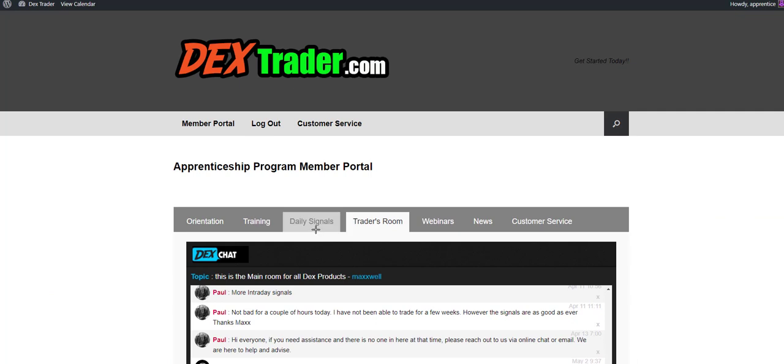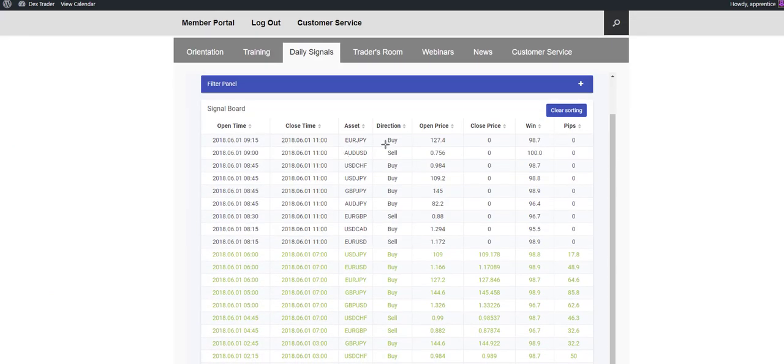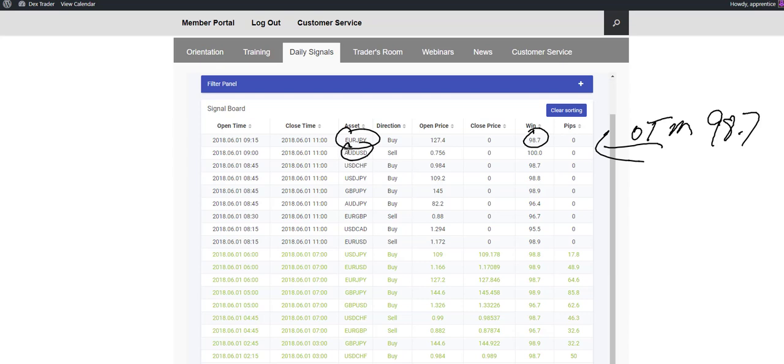Let's get back over to the daily signals here off the apprenticeship program. This particular pair, when it did that, has a 98.7% success rate. So if it goes OTM, you have a 98.7% possibility that you could win that trade. I'll take those odds every day. If the AUD/USD does that, if it goes out of the money, for the last 100 trades that it's done, it's won every single one.